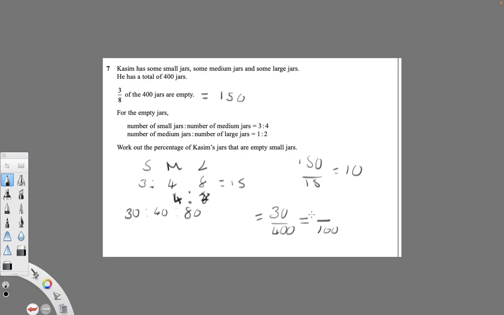And then if I do 30 divided by 4, well, half and half again. 30 halved is 15, half that is 7.5. That must mean that the percentage is 7.5%.